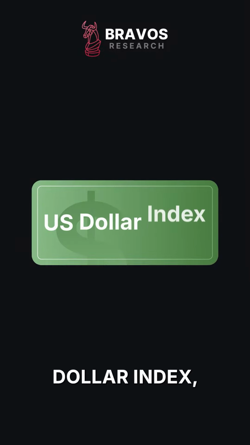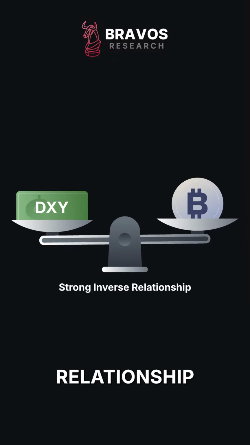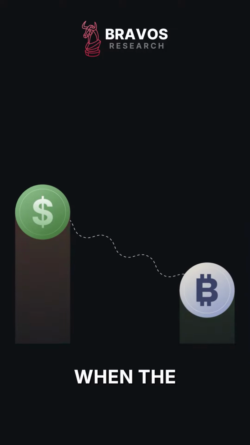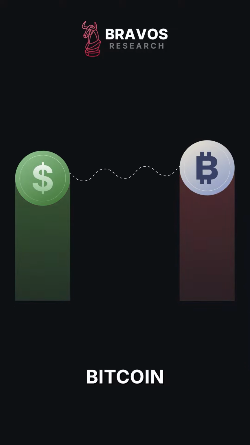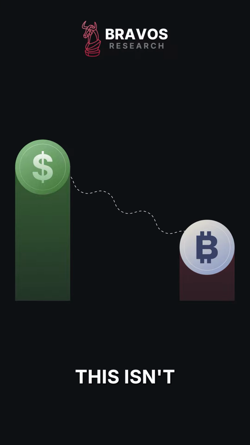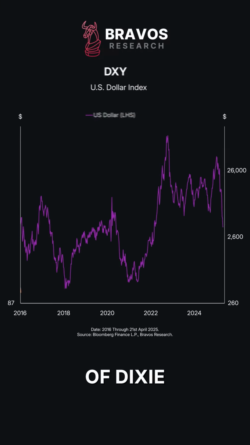The US dollar index, also known as DXY, has had a strong inverse relationship with Bitcoin, meaning when the dollar falls, Bitcoin rallies. When the dollar strengthens, Bitcoin usually struggles. And this isn't just theory. We can see it clearly on this chart showing the price of DXY and Bitcoin.